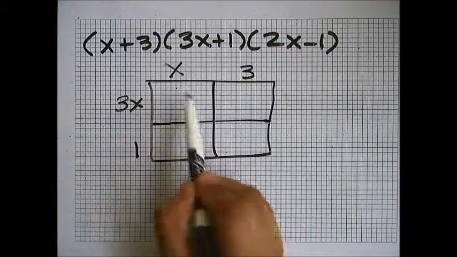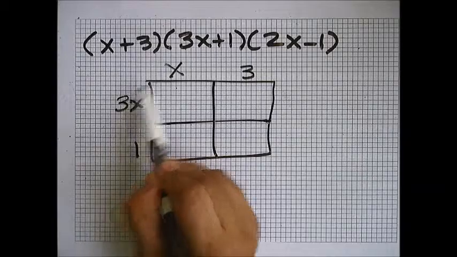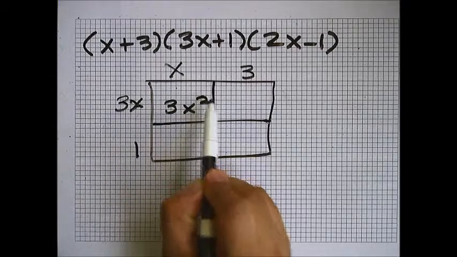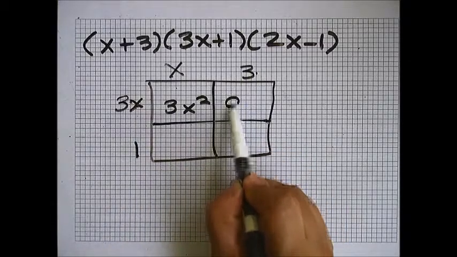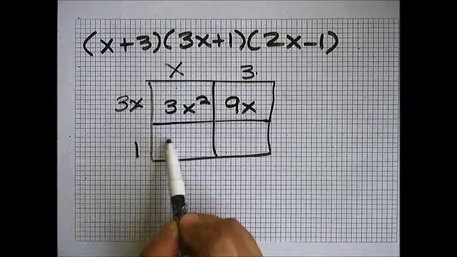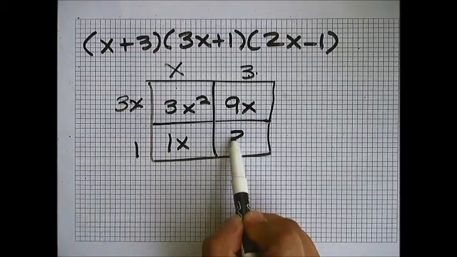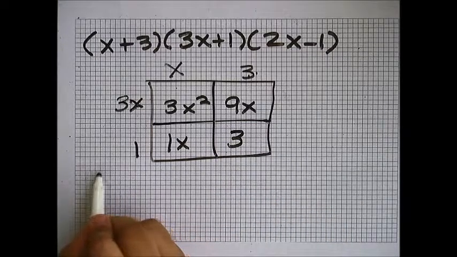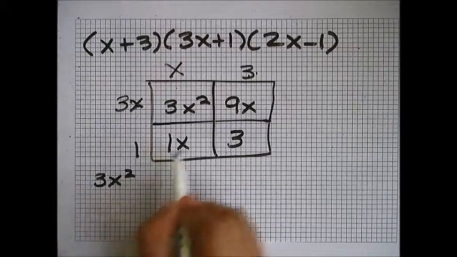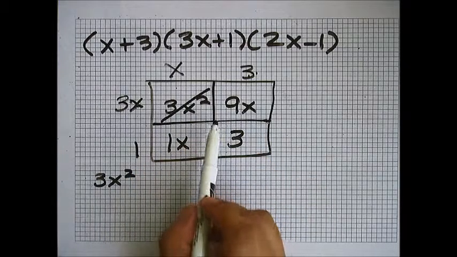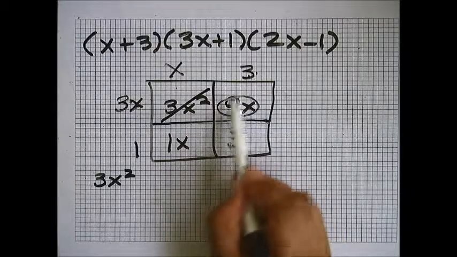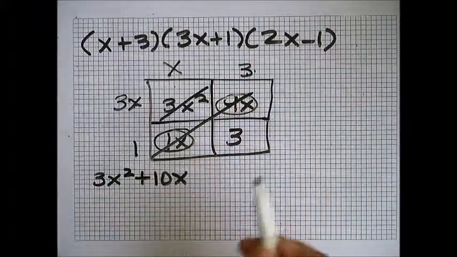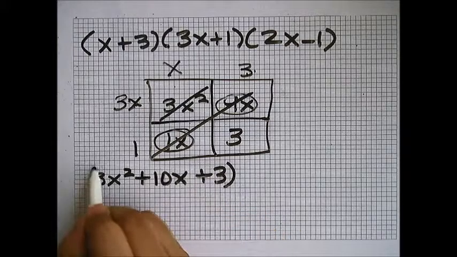Okay, to get the values inside, we multiply the terms, so x times 3x gives you 3x squared. 3 times 3x gives you 9x. x times 1 gives you 1x, and 3 times 1 gives you 3. Now what we're going to do is sum those up, and I end up with 3x squared, and that's the only one of that term. 9x plus 1x gives you 10x, and those are done, and then plus the 3.